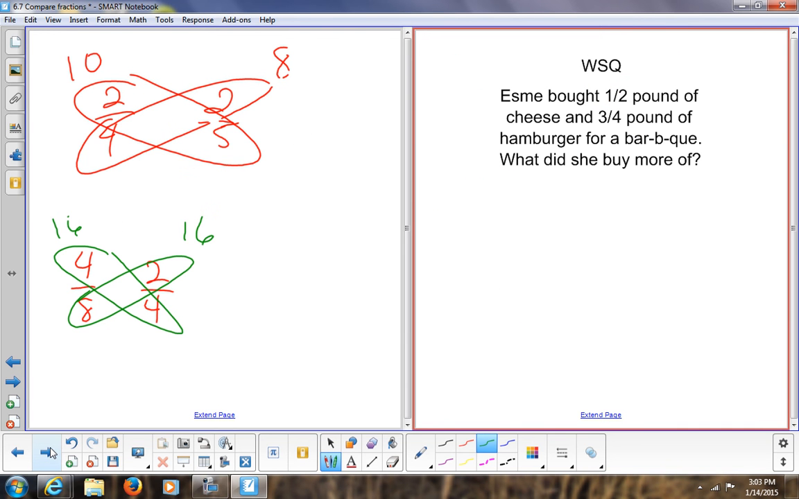So your WSQ for tonight is: Esme bought a 1/2 pound of cheese and 3/4 pound of hamburger for a barbecue. What did she buy more of? We will see you in the morning.